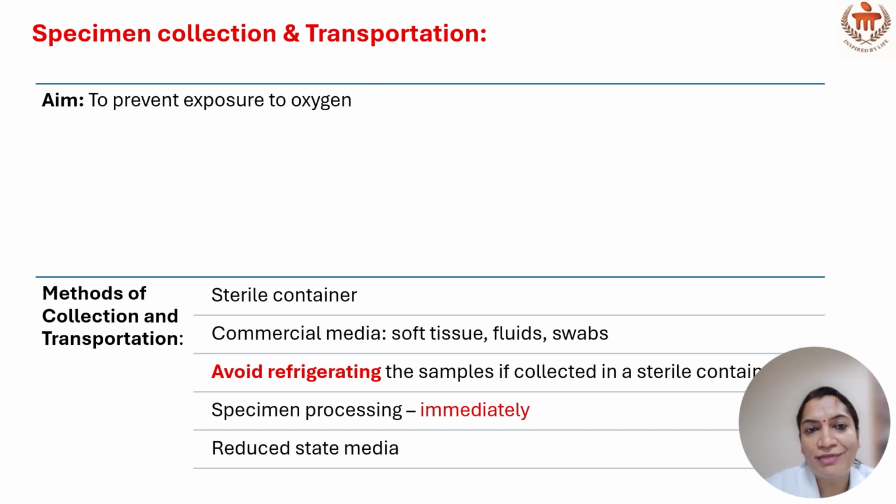In low and middle income countries like India, we don't have transport media. So what we make use of is Robertson cooked meat broth or thioglycolate, which do not act as transport media, but are a kind of enrichment media which help in preserving the viability of the organism. Once it reaches the laboratory, make sure that you do not refrigerate any samples, and process the sample immediately on respective culture media.